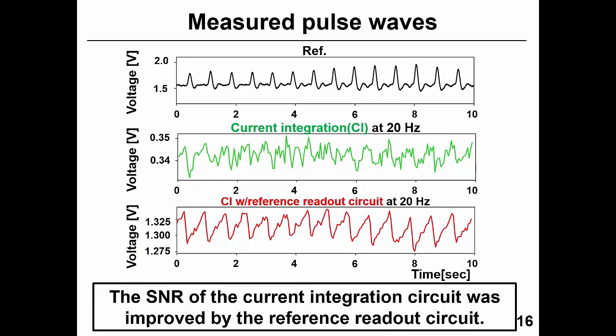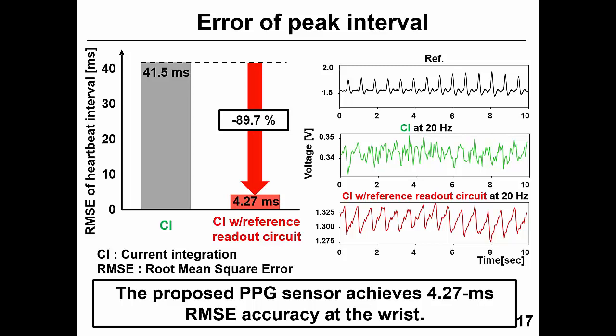This slide shows the measured pulse waves using three sensors shown in the previous slide. The sampling rate of the proposed current integration-based PPG sensors was set at 20 Hz. The result shows that the SNR of the current integration circuit is improved by the reference readout circuit. This slide shows the accuracy comparison result of heartbeat interval. The RMS error is calculated against the reference sensor using TIA. The current integration PPG sensor showed an unacceptable RMSE towards the reference PPG sensor because of the SNR degradation. On the other hand, the current integration with reference readout circuit achieves 4.27 milliseconds RMSE.